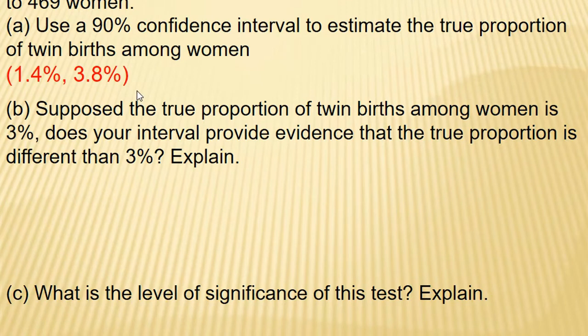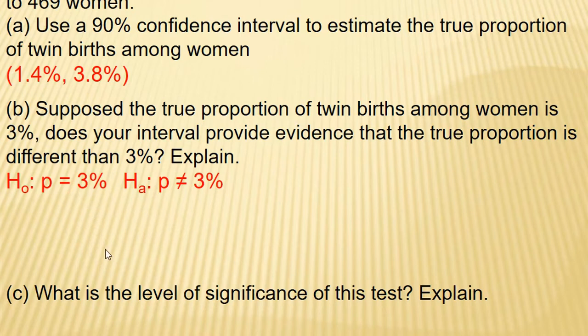Now letter B says, suppose that the true proportion of twins among women is 3%. Does your interval provide evidence that the true proportion is any different? So for that, like I told you, I always start by writing some hypotheses to see if you're going to reject the null hypothesis or not reject the null hypothesis. So here we're assuming that the true proportion is equal to 3%. However, we want to know if the true proportion is any different. So I went ahead and put HA is not equal to 3%.